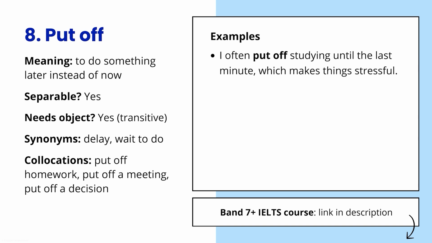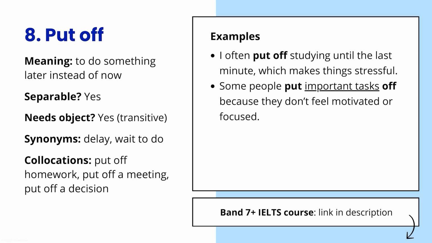So you can see with this one that put and off are together. This is different to this second example where the put and off have been separated. There's something in the middle. Some people put important tasks off because they don't feel motivated or focused. So you can see here that we've got put, then we're saying what we put off, and that's important tasks. And then we have off, which is the second part of the phrasal verb. Put off is a very common and useful phrasal verb to talk about things that you wait to do later, and it's normally because you don't want to do them.